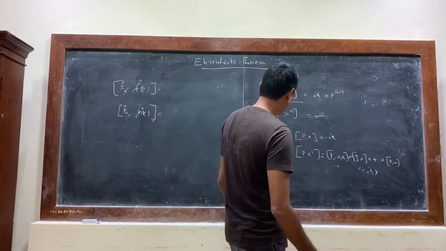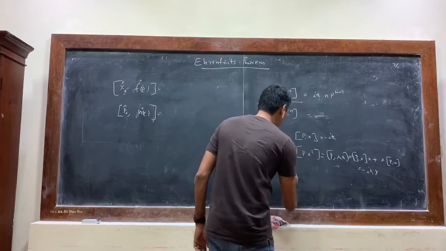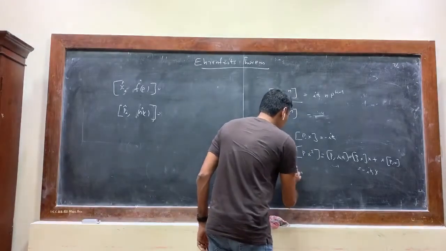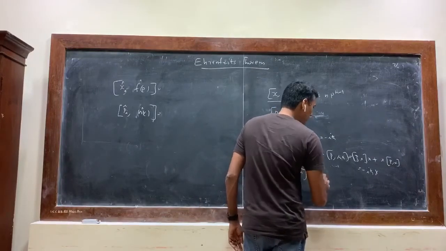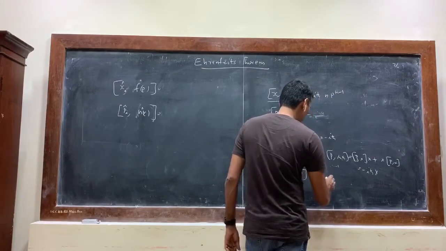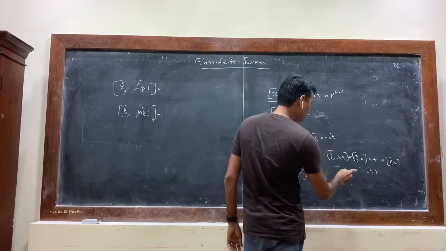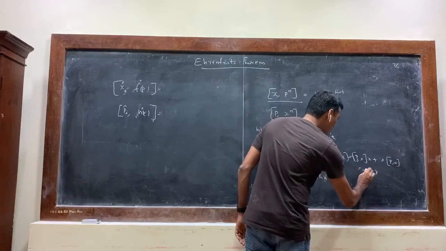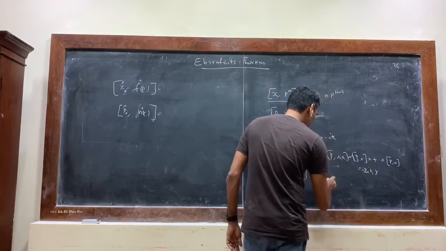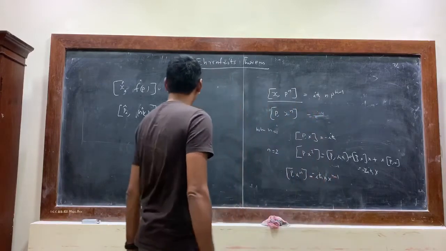So you can again generalize it: for n you can write [p, x raised to n], you will get minus iħ, sorry, that will be 2 here, minus 2iħ x. So minus iħ n times x raised to n minus 1. All right.